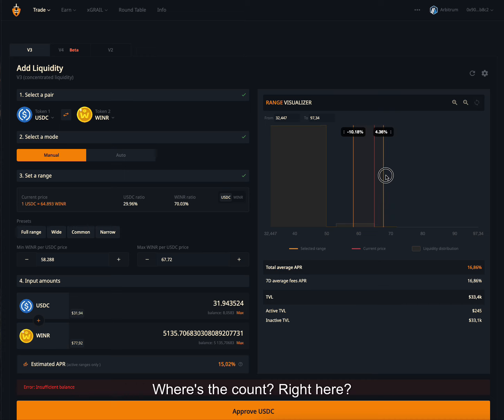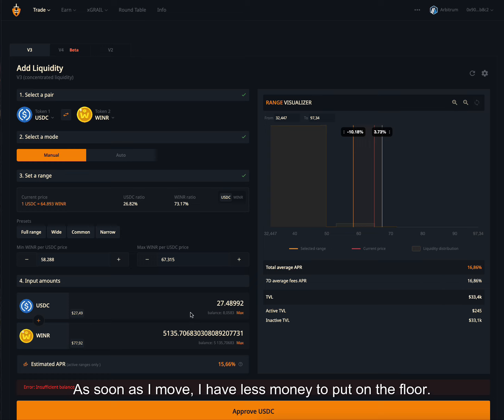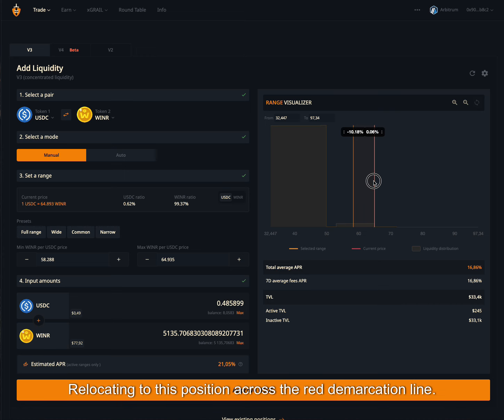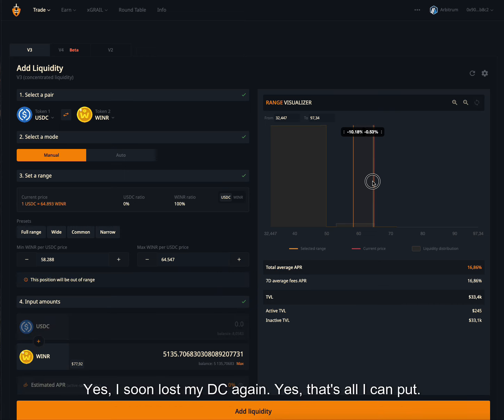Where's the count? Right here? As soon as I move, I have less money to put into the pool. Relocating to this position across the red demarcation line, yes, I soon lost my USDC again. Yes, that's all I can put.